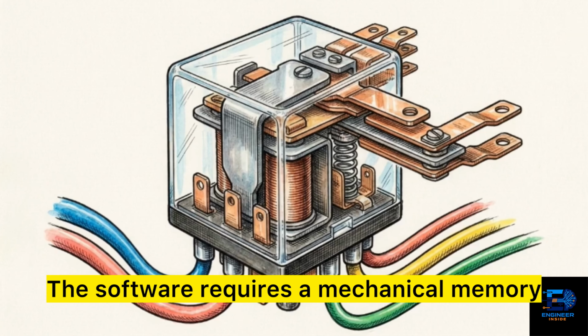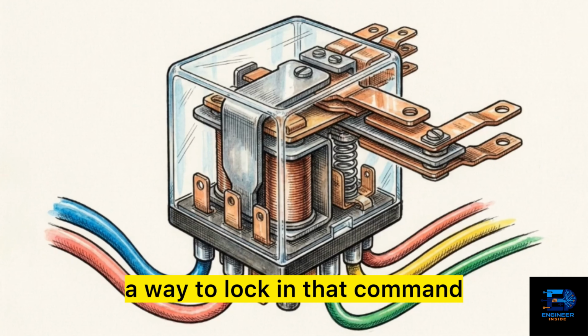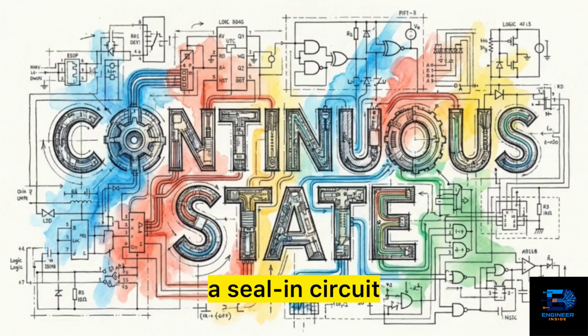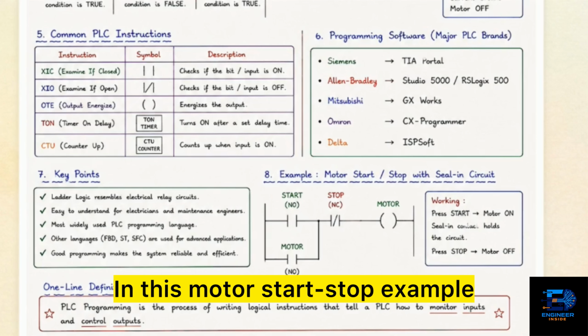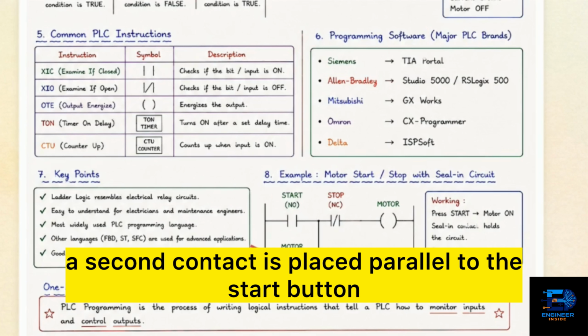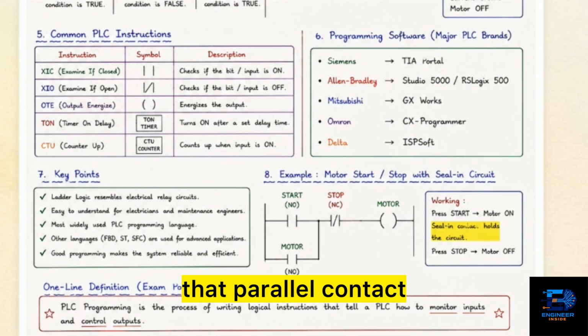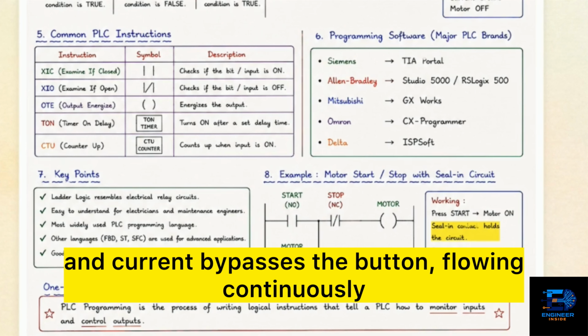The software requires a mechanical memory, a way to lock in that command. Engineers solve this using a structure called a seal-in circuit. In this motor start-stop example, a second contact is placed parallel to the start button, mapped to the motor's power state. Pressing start closes that parallel contact. The operator can let go, and current bypasses the button, flowing continuously.